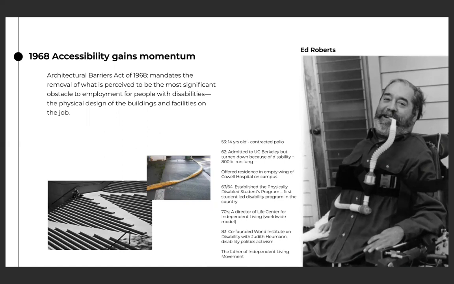On the right is Ed Roberts. He contracted polio in 1953 at 14 years old. He's the father of the independent living movement. And I believe he was in Crip Camp as well. Let's see.